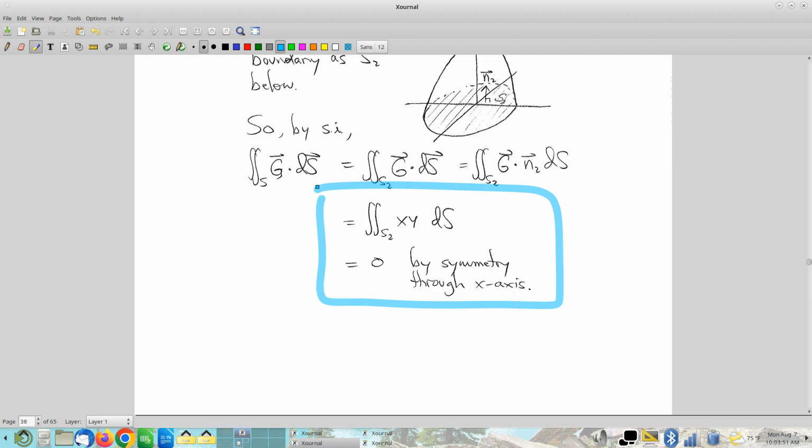Second thing I want to say about this. Symmetry arguments I view as being primarily a thing about Exam 2 material.